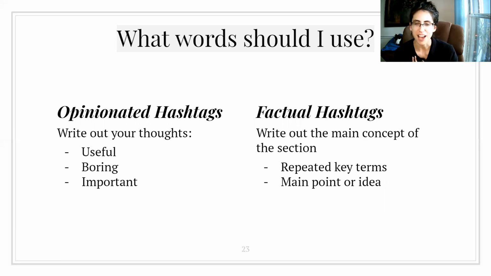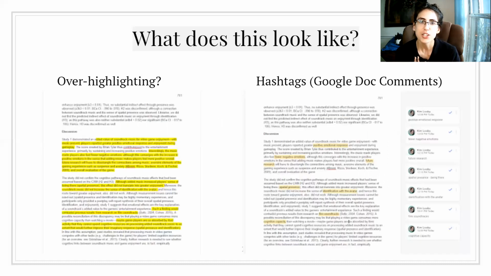And then followed by the factual hashtags. These are repeated key terms you see over and over, repeated vocabulary, or just the main point or idea of the section you're reading. So what does this look like? I've got two examples here.